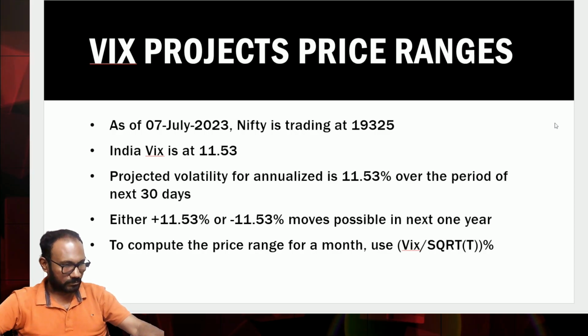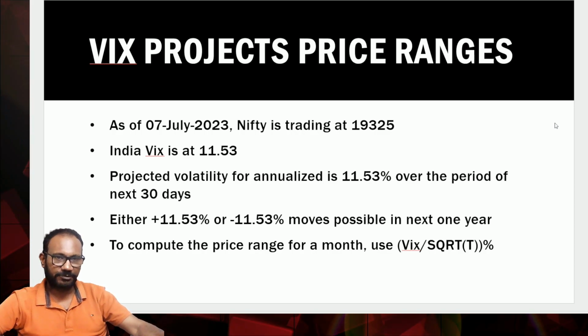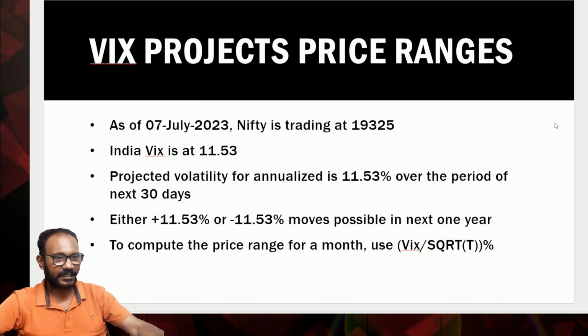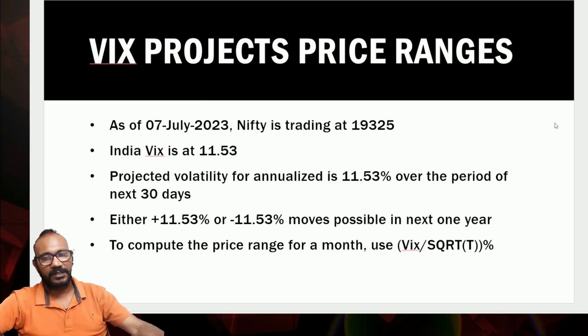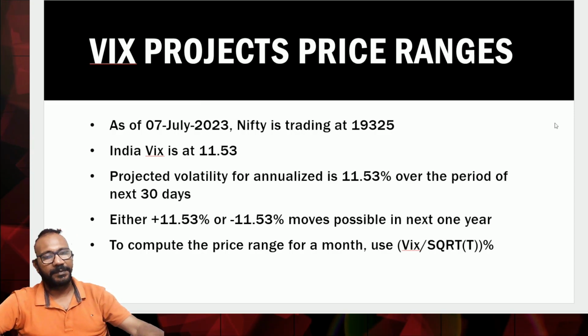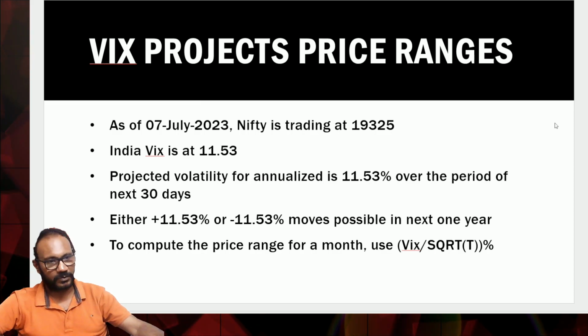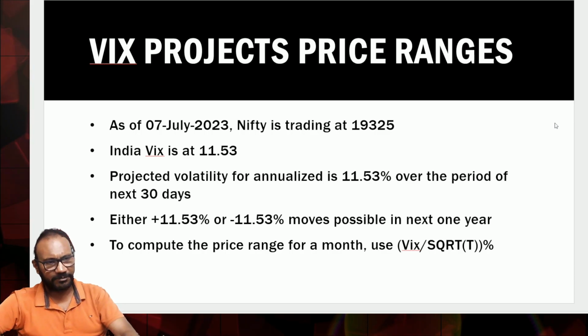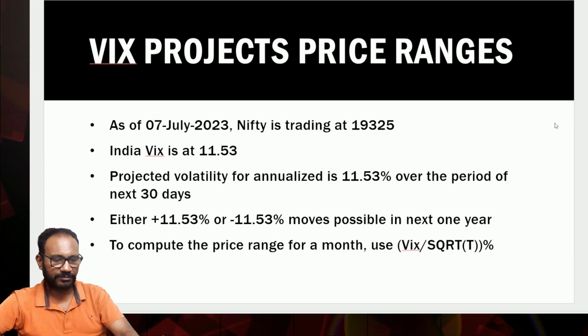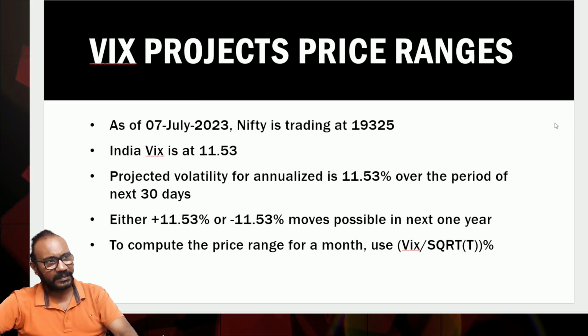So there is a formula. The formula is VIX divided by square root of time. Time is in months. How many months are you going to consider? Maybe 2 months. Then you will have to divide it proportionately. I'll talk about that in a bit. But the formula is VIX divided by square root of t. That is the formula. Let's go and explore this.